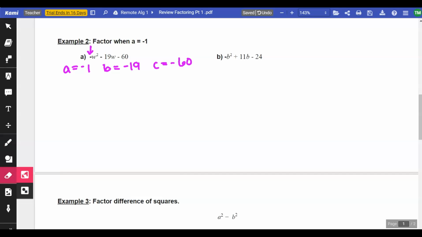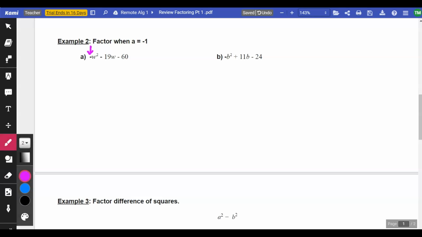So the very first thing we need to do is make a become positive 1. To do that, let's factor out a negative 1 from every single term. If I factor out a negative from negative w squared, I'm left with w squared. If I factor out a negative from negative 19w, I'm left with positive 19w. If I factor out a negative from negative 60, I'm left with a positive 60. Now we have a equals 1, b equals 19, c equals 60. So we're ready to follow our normal steps of factoring.